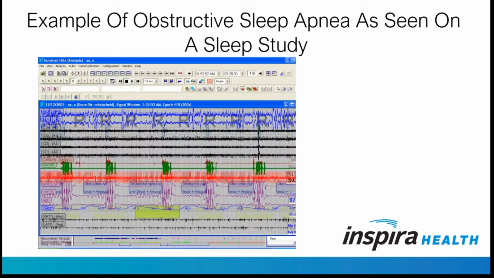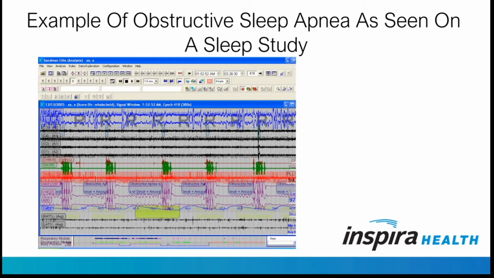So an in-lab study, like I said, is a lot more comprehensive than an at-home study. At home's a little more convenient, but here we're getting 36 leads of information. We're seeing brainwave activity. We're seeing heart rate. We can see if you're snoring. We can see when your oxygen levels are dropping off. We can see when your heart rate is elevated. So we're getting all this information.